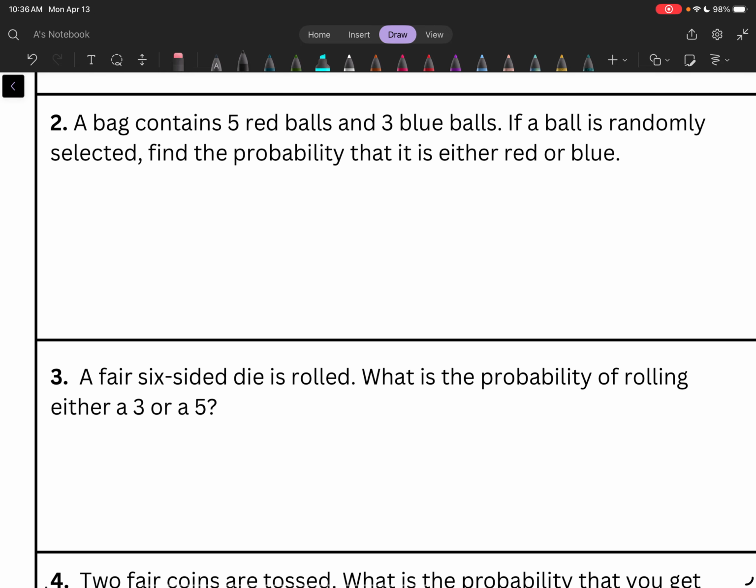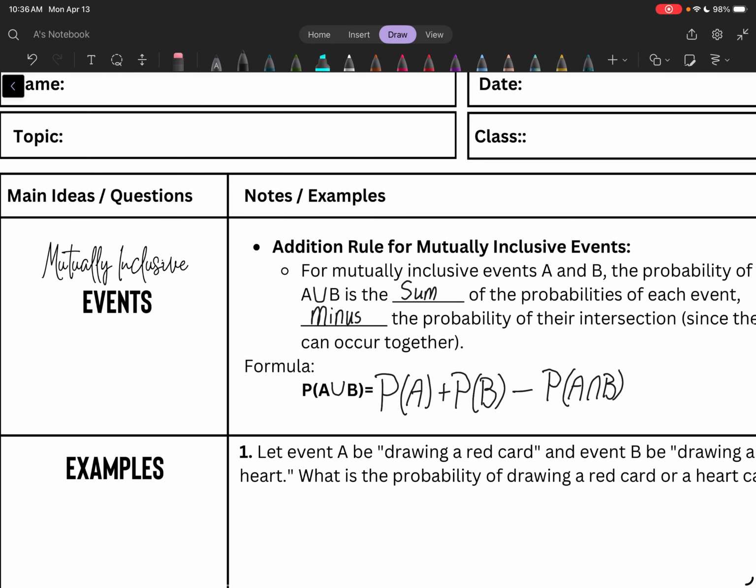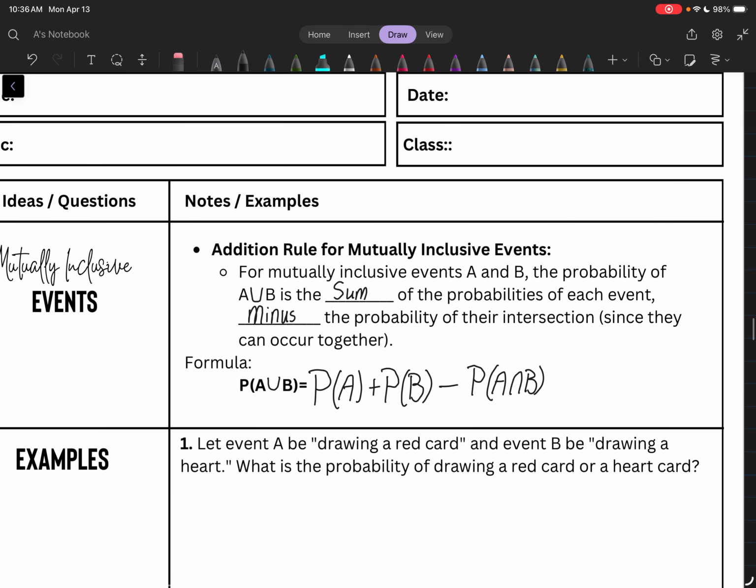Go ahead and pause the video and try numbers 2 and 3. Okay, this is mutually exclusive. Let's look at inclusive. To do this, we're going to do the sum of the probabilities of each event minus the probability of their intersection, so where they would both happen at the same time.